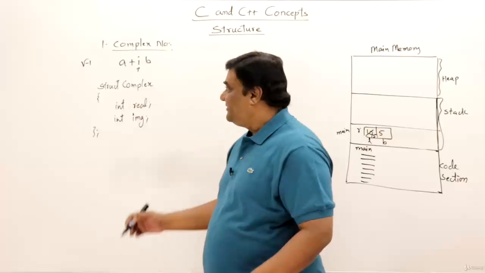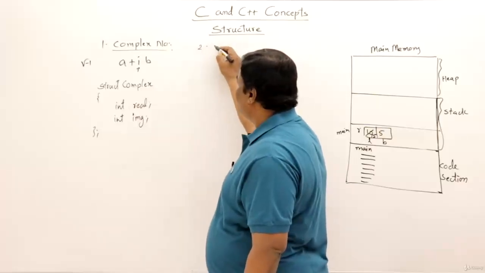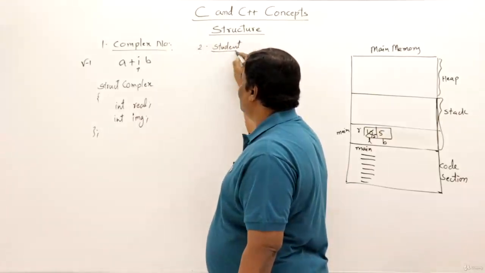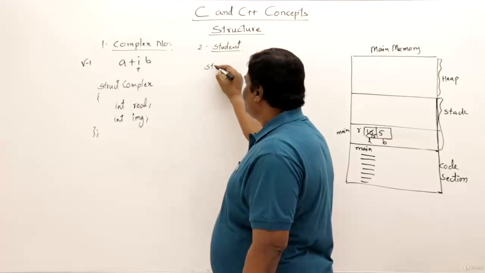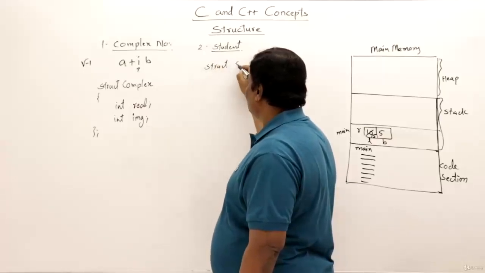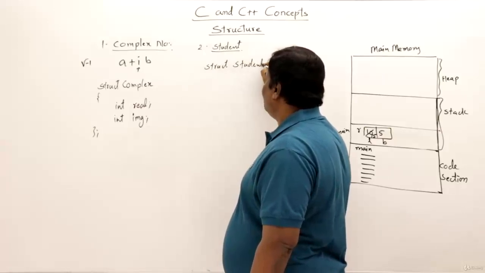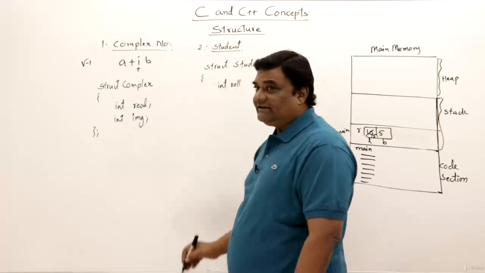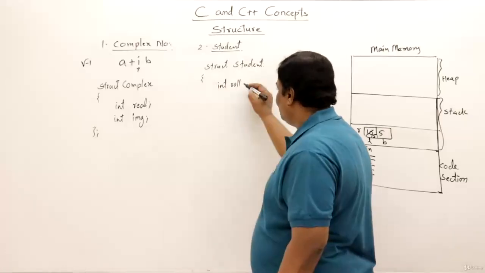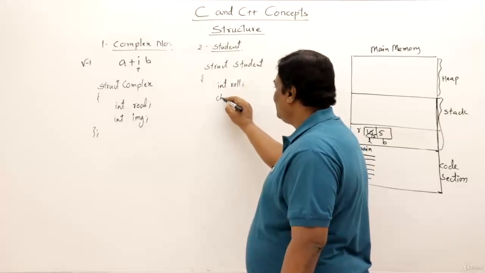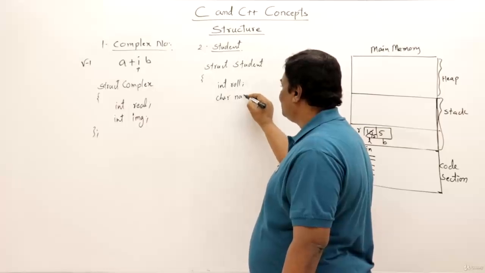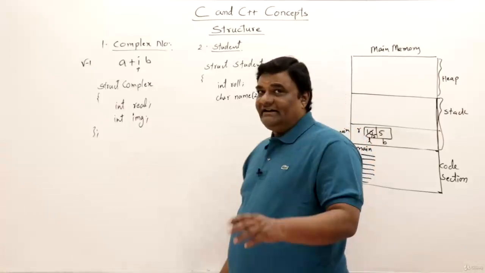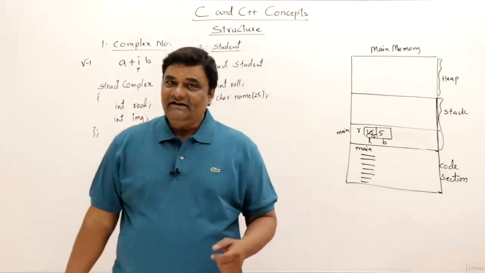Now next, second example, I'll take an example of a student. Suppose your program is dealing with students' information. For a student, we can define a structure. A structure for a student may contain the details of a student. Let us say I want to store the roll number of a student, and suppose a roll number is integer type. Next, I want to store the name of a student. The name of a student is a string, so I will have an array of type character for name. Let us reserve 25 spaces, so it can store a name up to 25 characters.